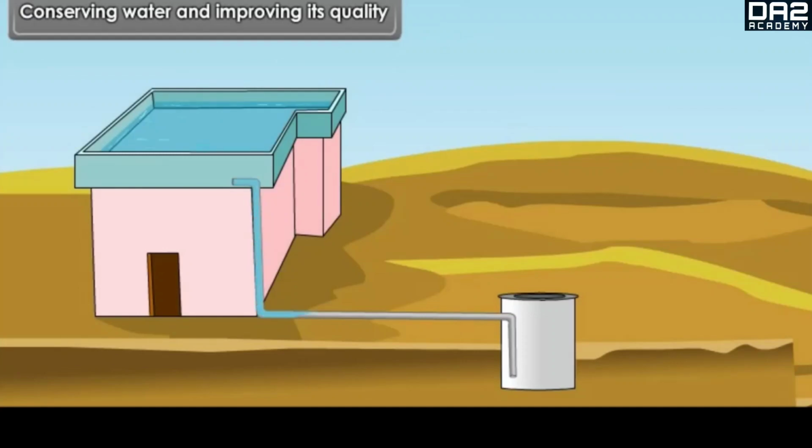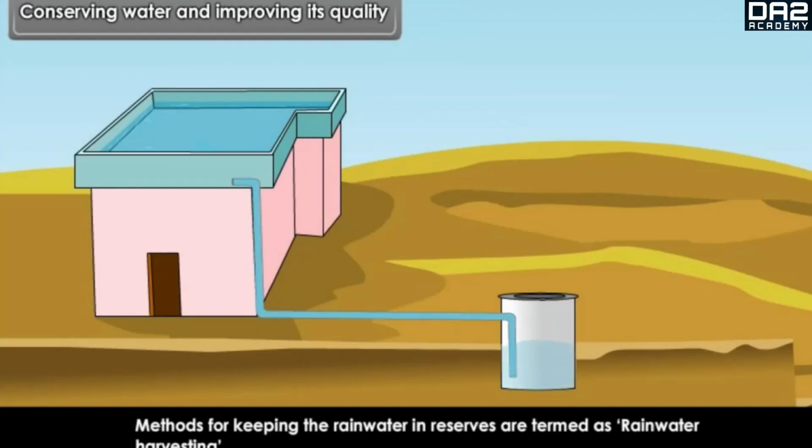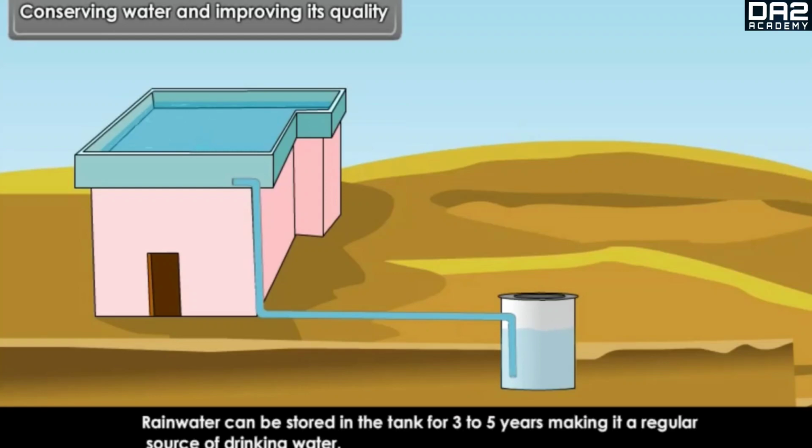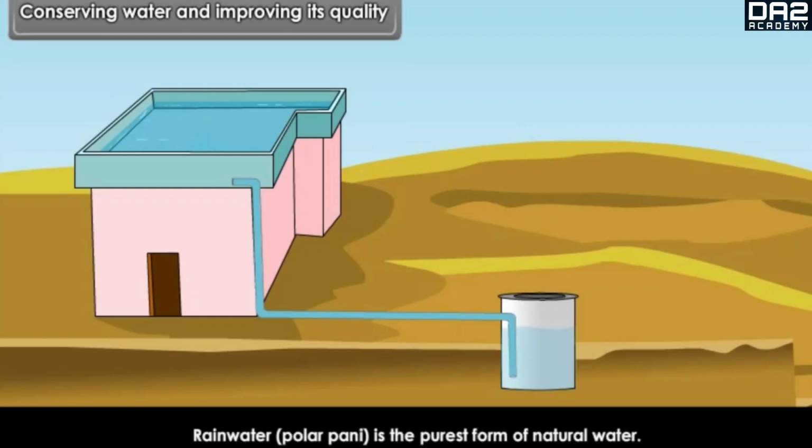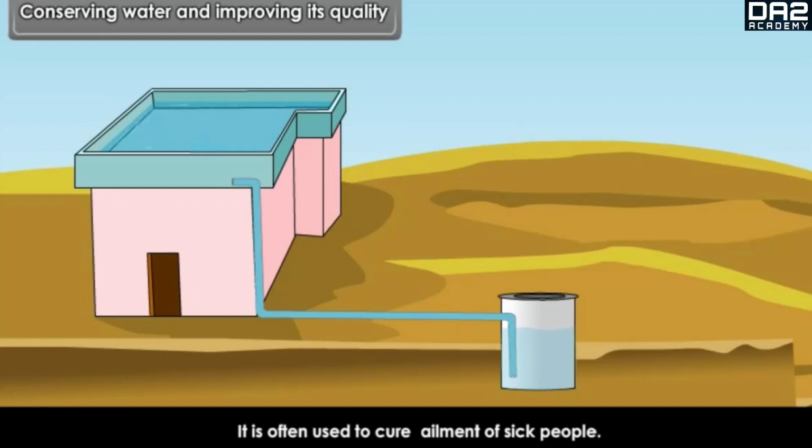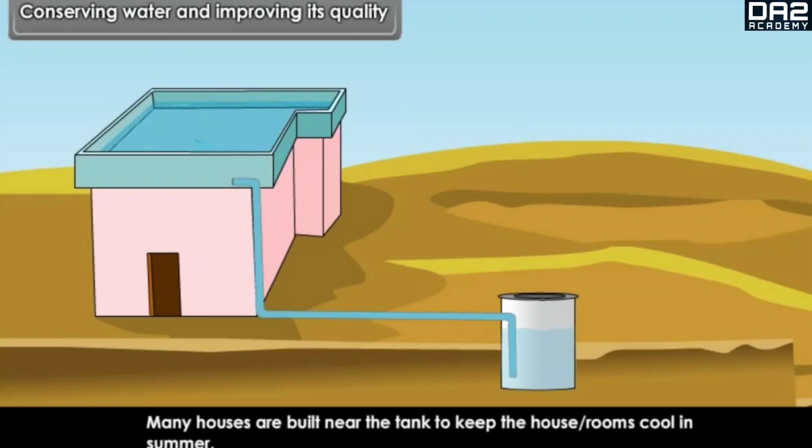Rainwater harvesting. Methods for keeping the rainwater in reserves are termed as rainwater harvesting. Do you know, rainwater can be stored in the tank for 3 to 5 years, making it a regular source of drinking water. Rainwater, paalar paani, is the purest form of natural water. It is often used to cure ailment of sick people. Many houses are built near the tank to keep the house or rooms cool in summer.